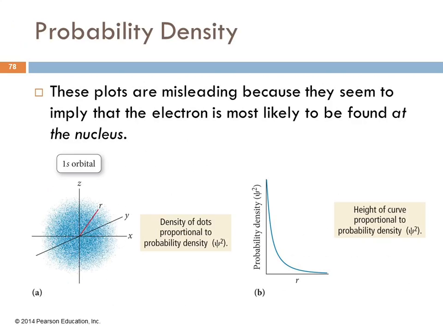So there's the graph. This is a graph of probability density, and it is misleading because it looks like you're most likely to find the electron at the nucleus. It graphs the probability density, psi squared, as a function of radius, and it looks like the probability density is highest right at the nucleus. But is the electron at the nucleus? No, it's not. So this is misleading.